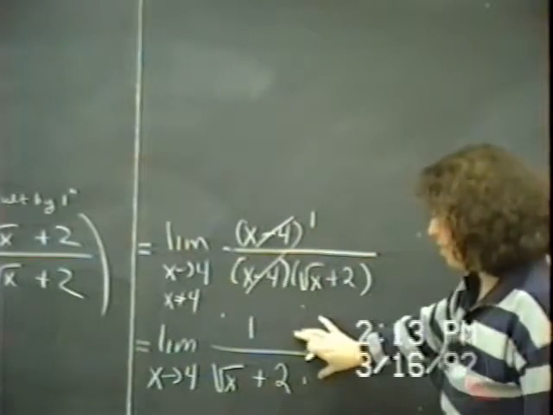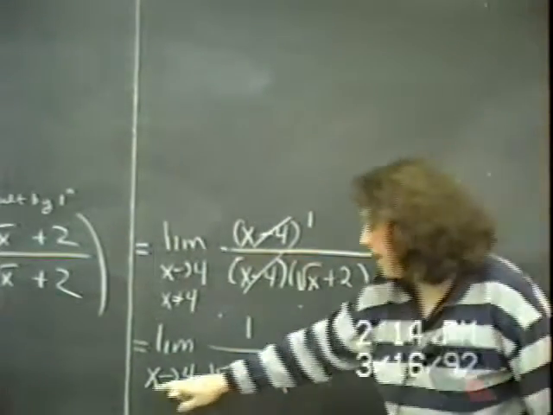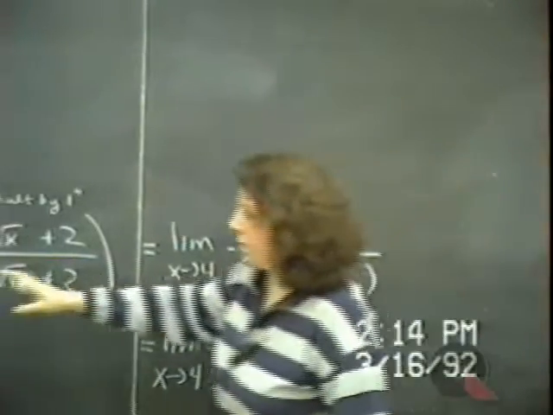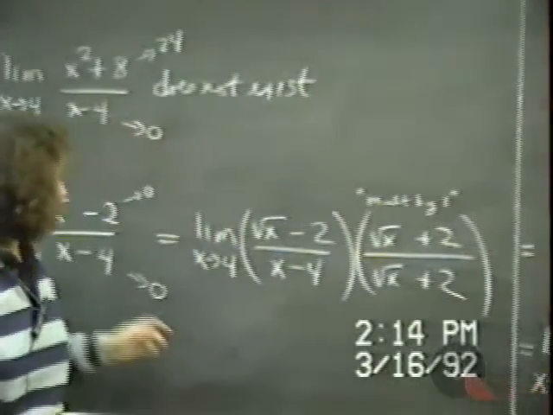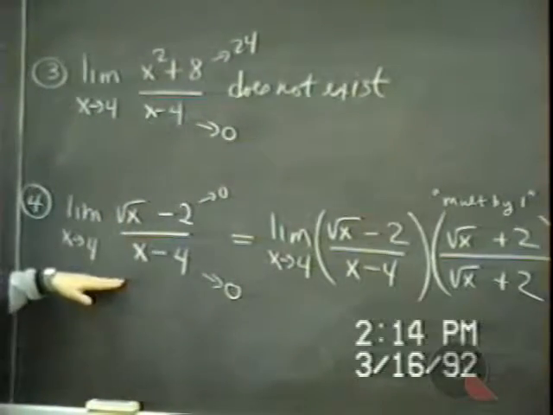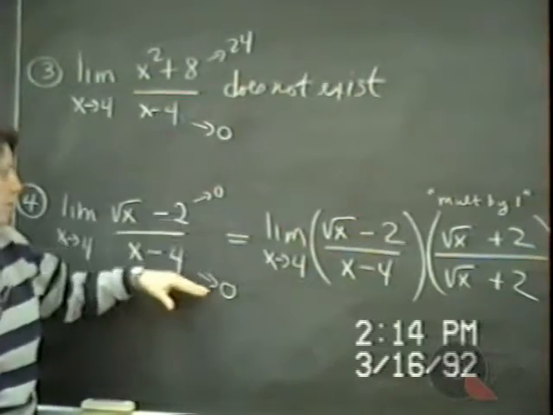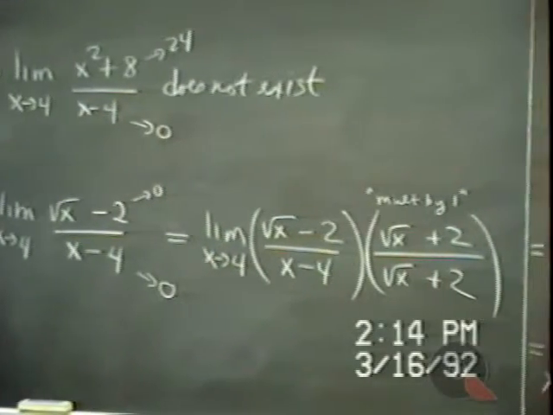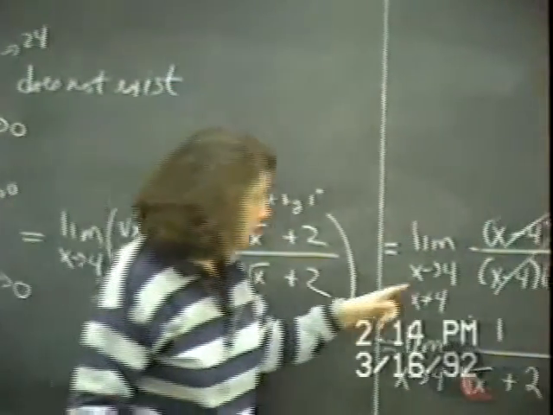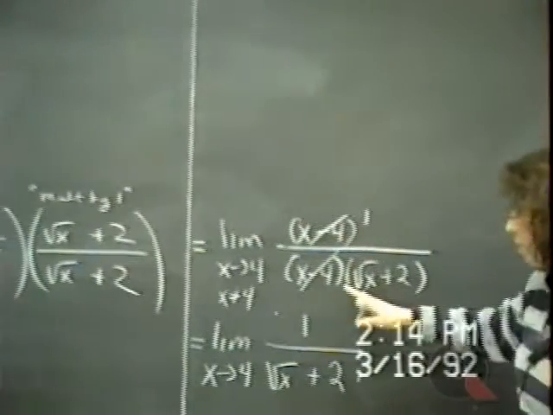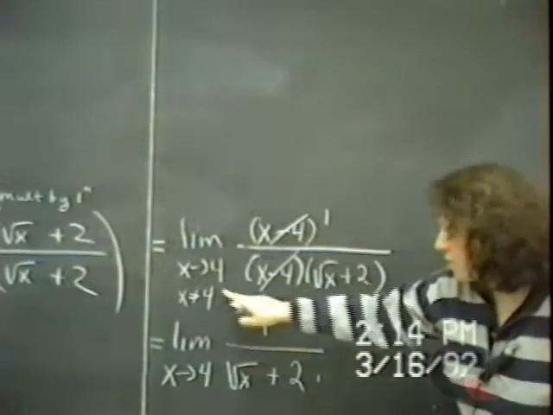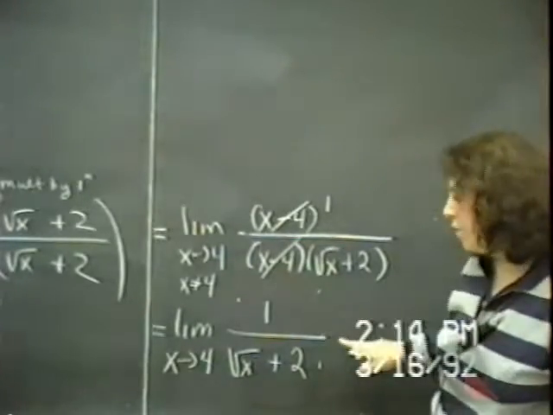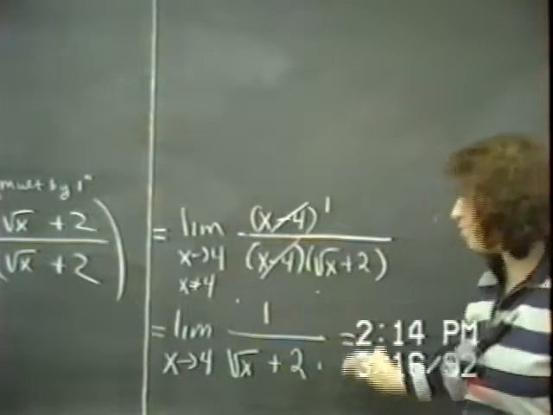This function, when x is not equal to 4, is equivalent to the original problem that we were given. Let's look back over here. This was the original problem, which was in the 0 over 0 form. We multiplied by 1, and then we canceled the x minus 4, which was legitimate so long as x was not equal to 4. If x is not equal to 4, this is equivalent to the original problem. Well, this is a much easier limit to evaluate.